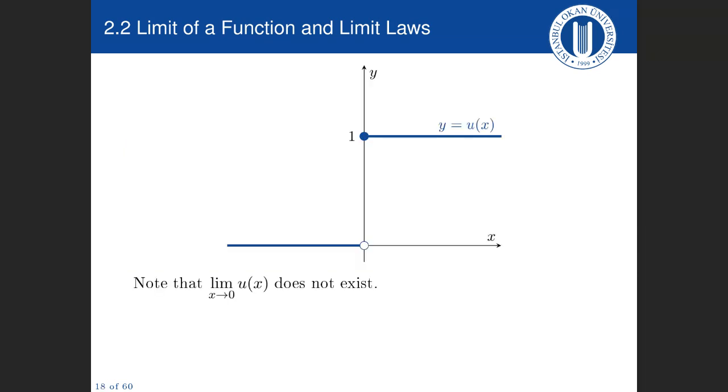Let's talk about u first of all. Here's the graph of u of x. The limit as x tends to 0 of u of x does not exist. Why?